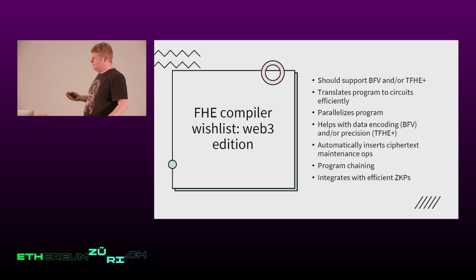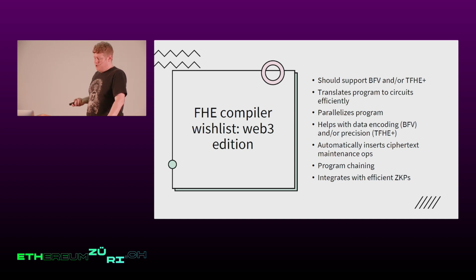But that's not really the scenario in Web3. In Web3, you have a balance that's on chain. I send some money to you, your balance increments, you send some money to someone else, now it decrements. And so the ciphertext is going through multiple circuits. We call this program chaining, and this is a mechanism that will help inform what parameters you should use during compilation.